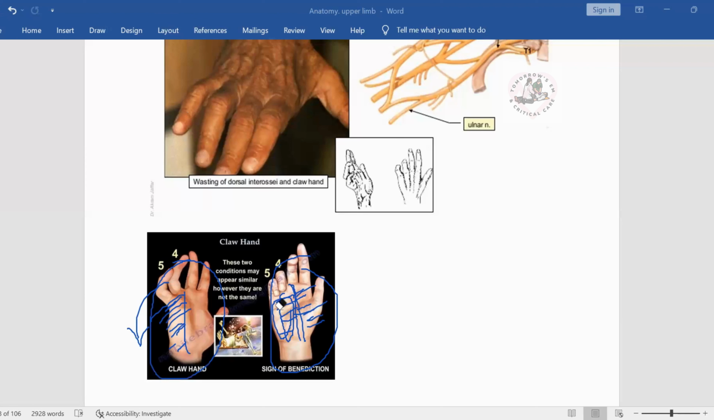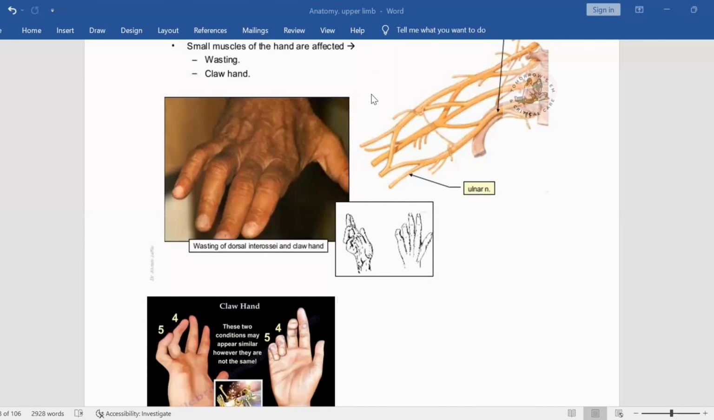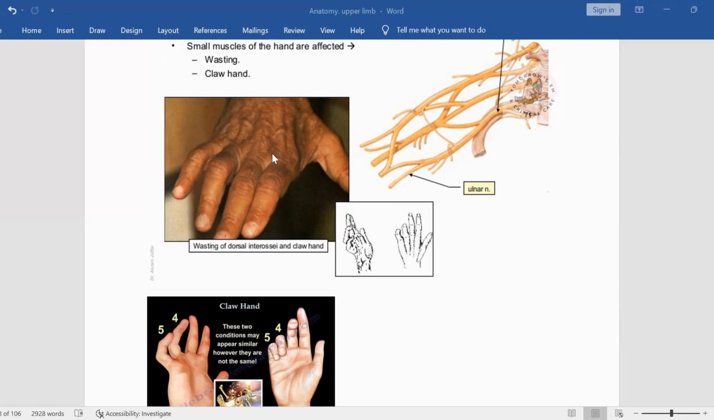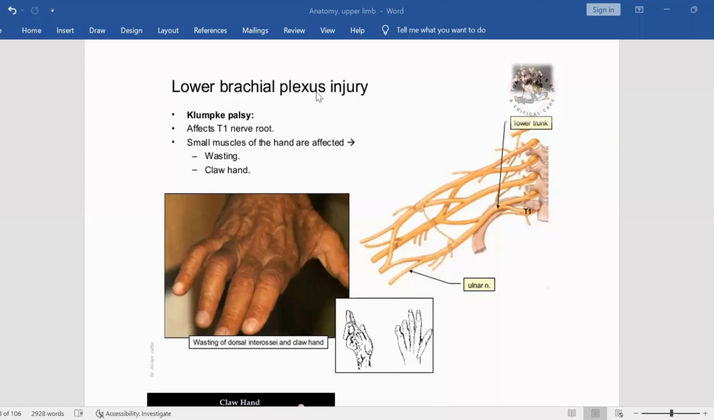Clear? And if there is complete lesion, this is both ulnar and median compression, and this will cause absolute claw hand, just like this. See, this claw, the Pope sign, is by the median nerve. This claw is by the ulnar nerve. Okay. Some confusion? Is there any confusion? No.